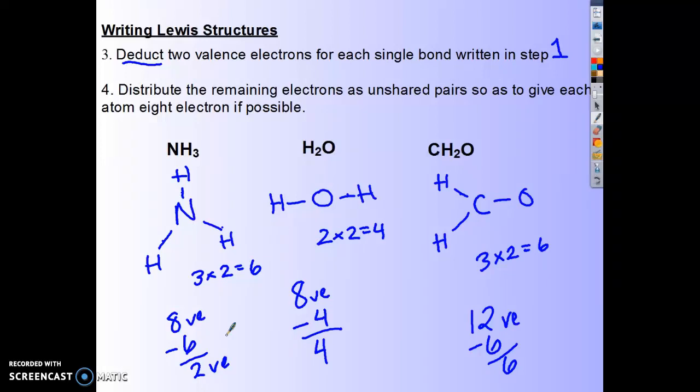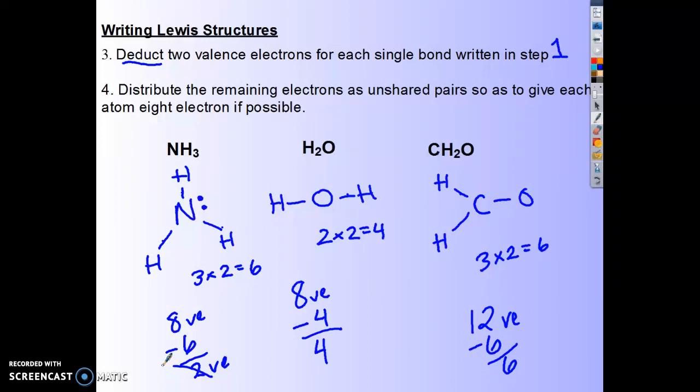So when it says distribute the remaining electrons as unshared pairs, what that means is to put 2 dots on nitrogen so that now he has 2, 4, 6, 8 electrons around him, and he has satisfied his octet. All right. So then we've used up the last 2 electrons and our structure is good.